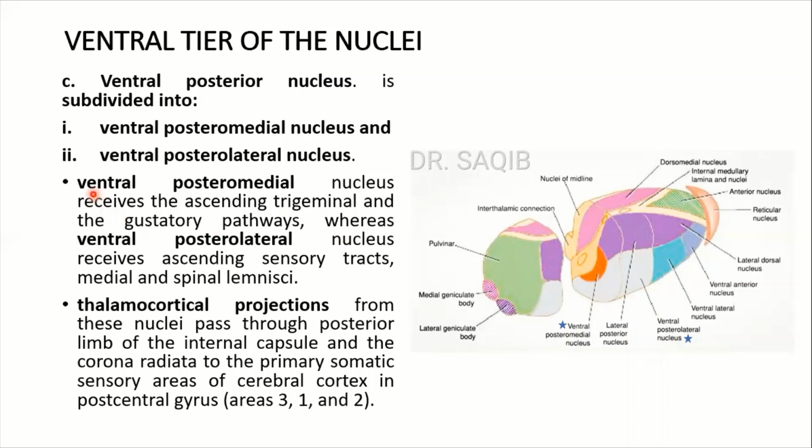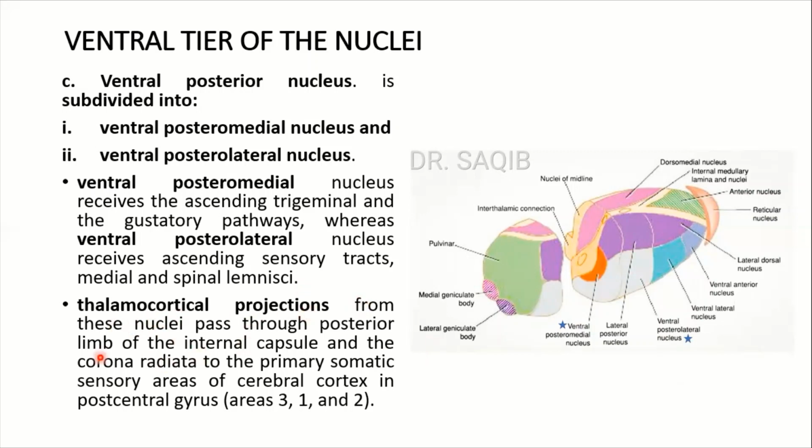So first of all, the ventral posteromedial nucleus, this one, this is the lateral and this is the medial. The ventral posteromedial nucleus receives the ascending trigeminal and the gustatory pathways, whereas the ventral posterolateral, this one, receives ascending sensory tracts, the medial and spinal lemnisci.